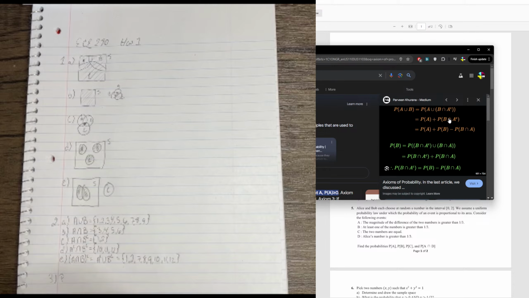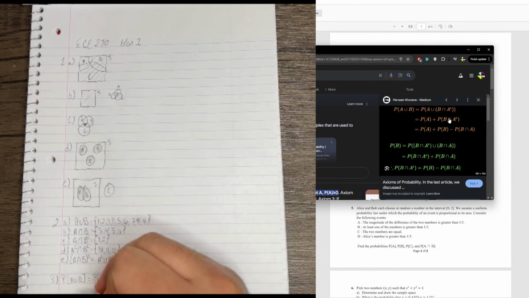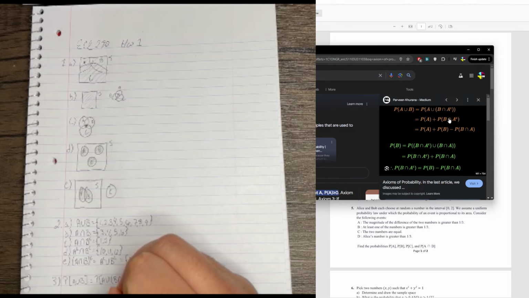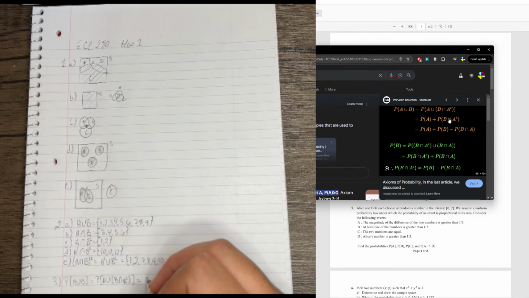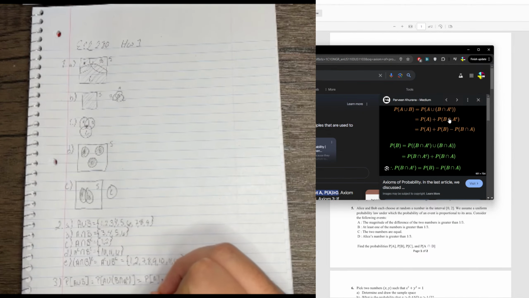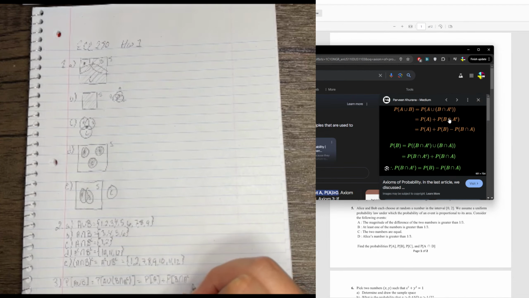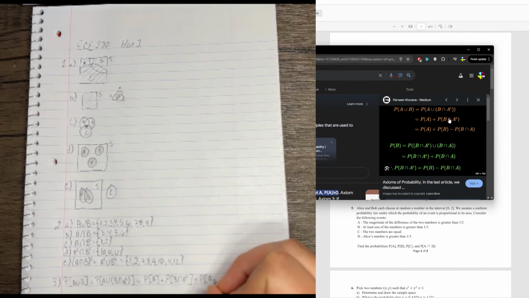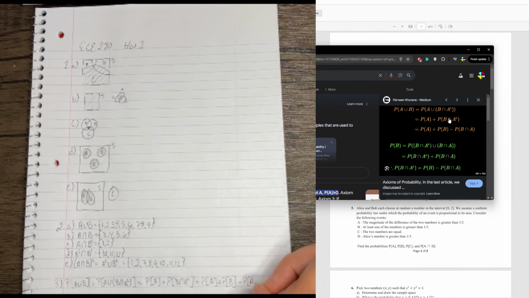So we have probability A union B is equal to the probability of A union B intersect A complement, which is also equal to probability of A plus probability of B intersect A complement, which is equal to probability of A plus probability of B minus probability of A intersect B.